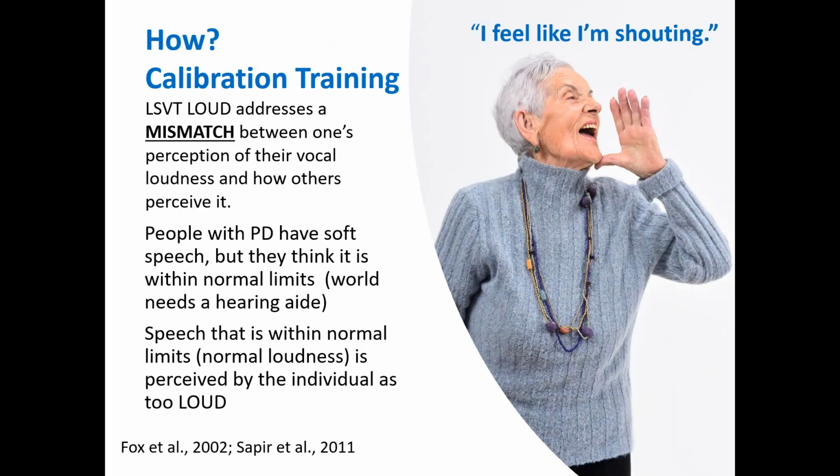And how do we do this? We talked a little bit about calibration. So we do this through calibration training. So we're addressing that mismatch between a person's perception of their vocal loudness and how others perceive it. So again, they may think they have a soft voice, or they may have their soft voice, but they think it's within normal limits. And again, the world needs a hearing aid. And that speech within normal limits is perceived by them as too loud. So if you ask them to get louder, it may sound wonderful, but they'll say, oh, I can't talk like this. I feel like I'm shouting. So we're addressing all of these through our calibration training to make sure that the voice we train in treatment, again, walks outside the door into everyday living, into conversations with their family, with their colleagues, on the telephone, whatever it may be.